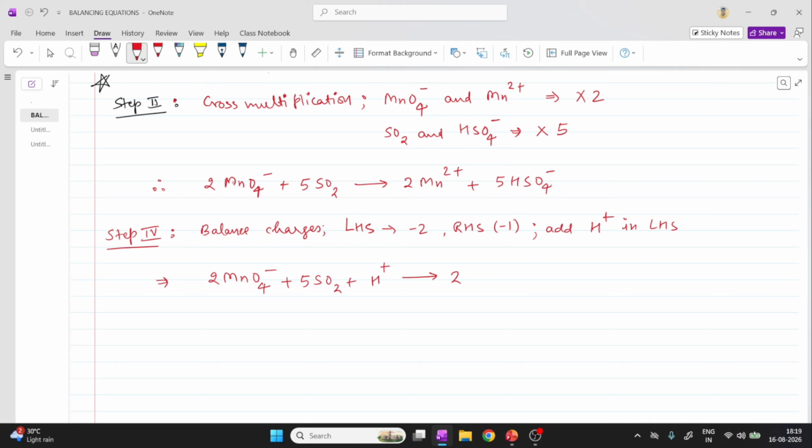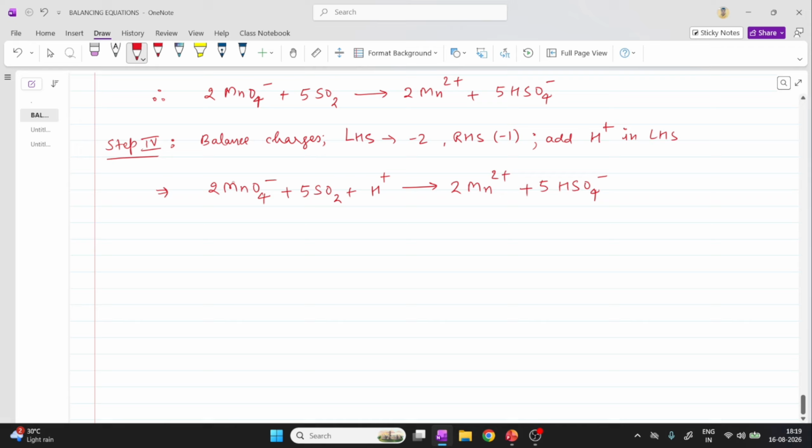This gives 2Mn2+ and 5HSO4-. So this is the equation after balancing charges, and the last step, step 6 or step 5, is to balance hydrogen and oxygen.